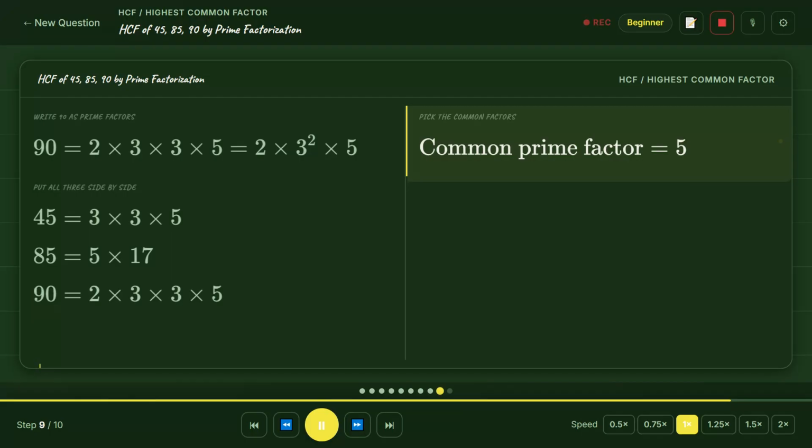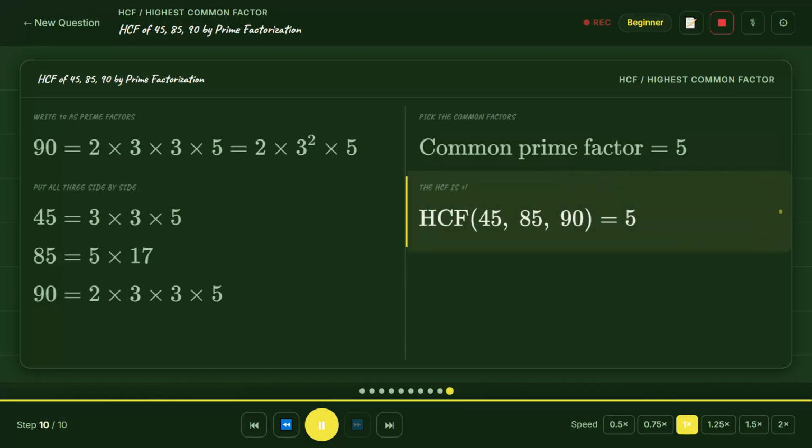The number 3 is in 45 and 90 but not in 85, so we can't pick 3. Only 5 is in all three. Great job! The HCF of 45, 85, and 90 is 5. That means 5 is the biggest number that can split evenly into all three numbers. You did amazing work.